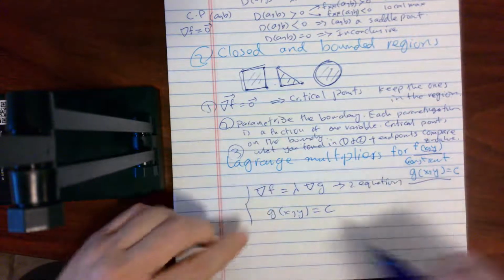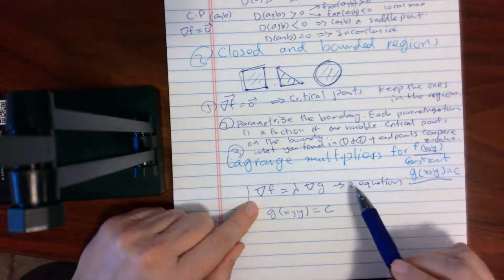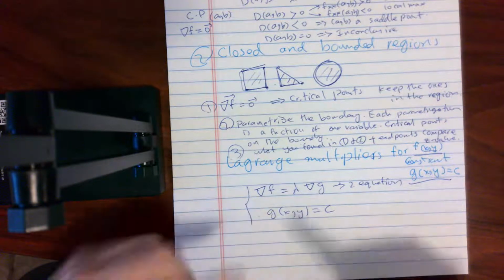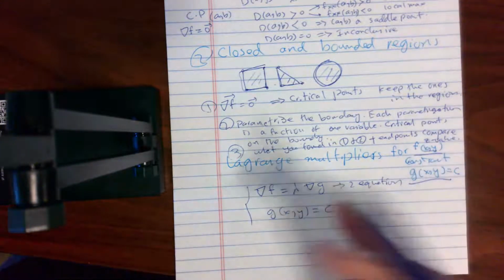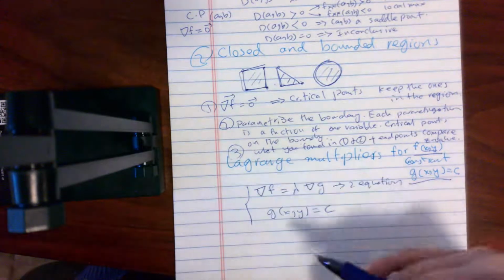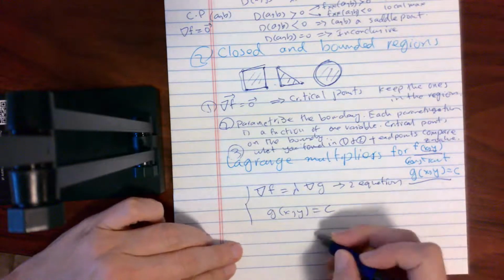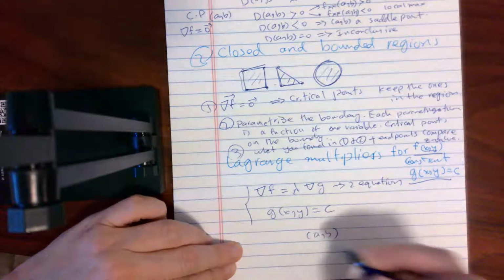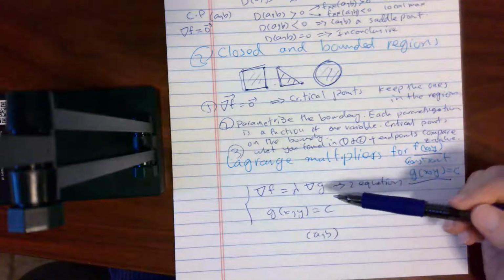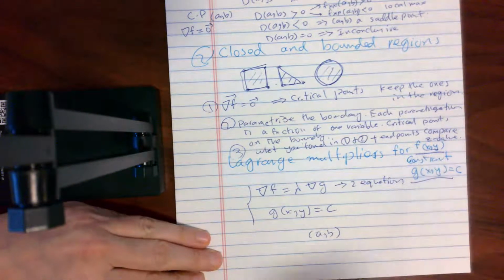And then you solve. The best way is to eliminate lambda in these two equations, and then you have an equation of x and y, and then you have another equation of x and y, and then you eliminate x to find y, or eliminate y to find x, and then basically solve for the other variable. And then you find the x and y, or a and b, such that a and b is the critical value for the constraint.